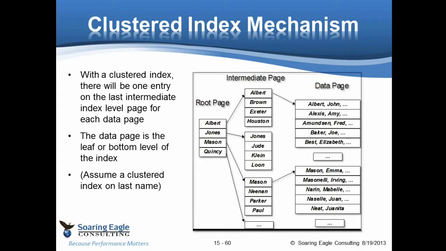Now let's find something using the clustered index. Let's find Joe Baker. Baker is between Albert and Jones. We follow the Baker pointer down. Baker is between Albert and Brown. We follow the Albert pointer down. Now we're on the data page. Oh, there's Joe Baker. What's our cost of bringing back Joe Baker? We had to read in the root page, we had to read the intermediate page, and then we had to read the data page. So effectively our cost is 3 page requests.